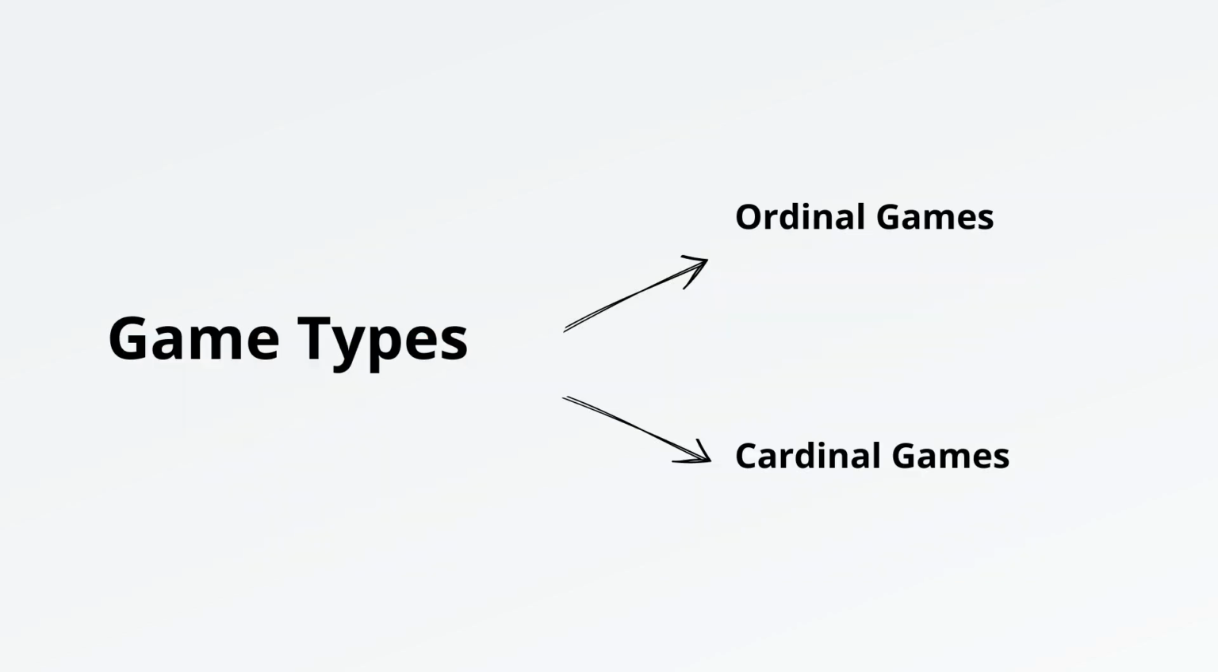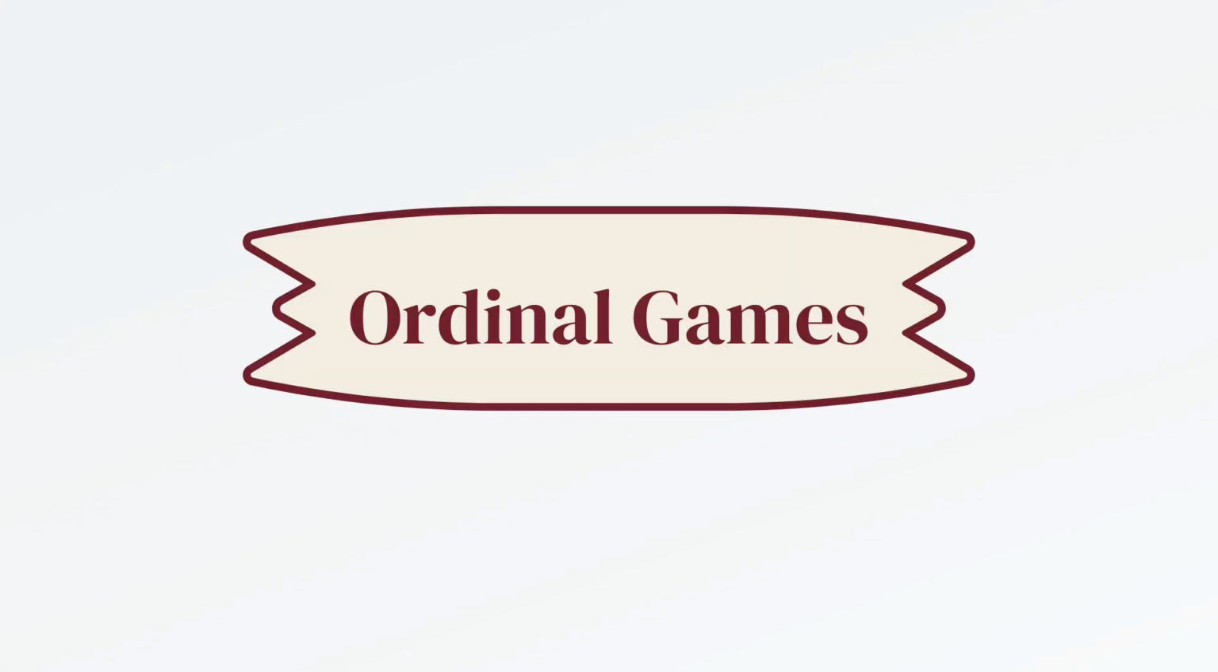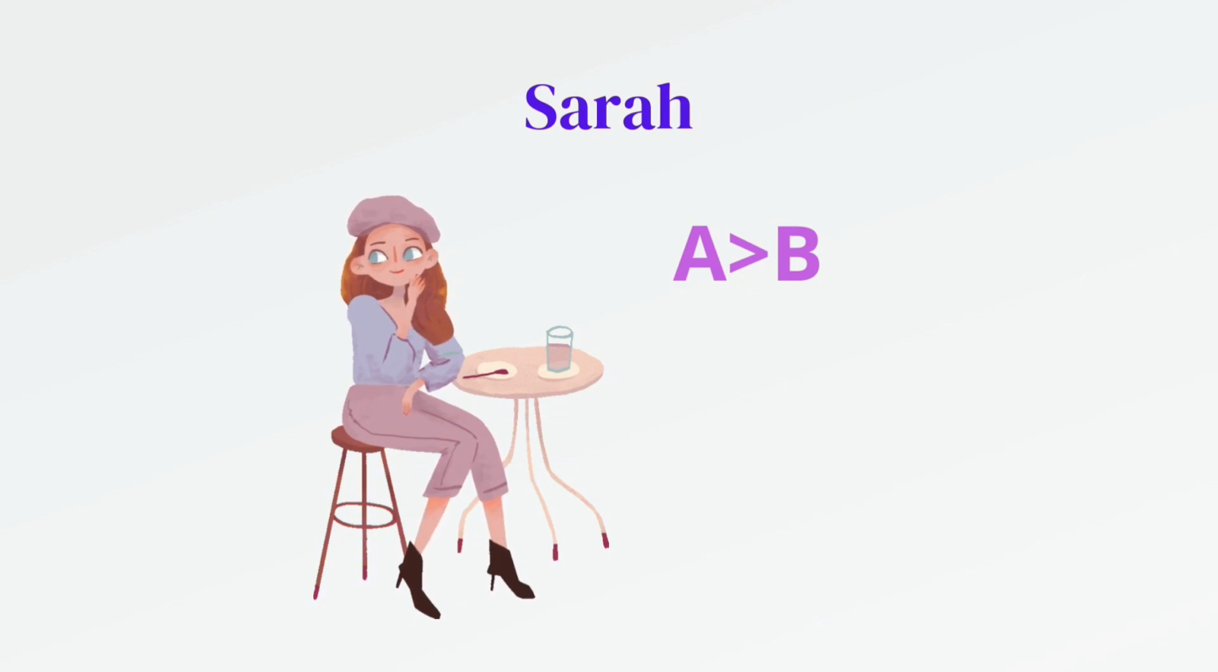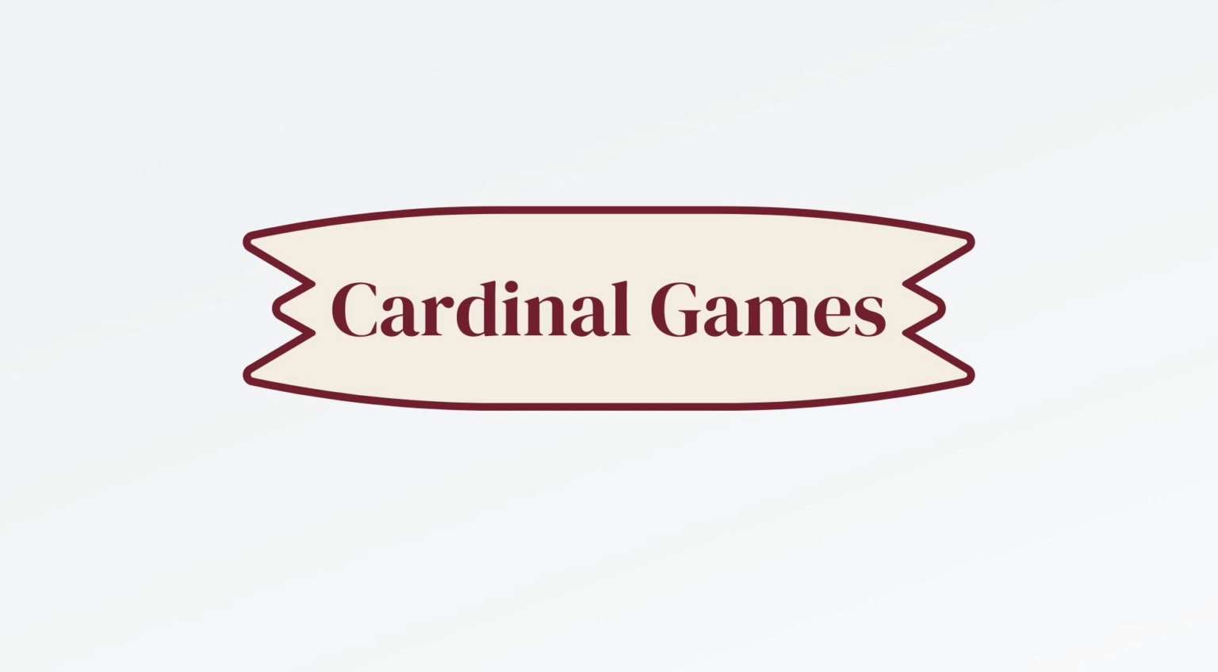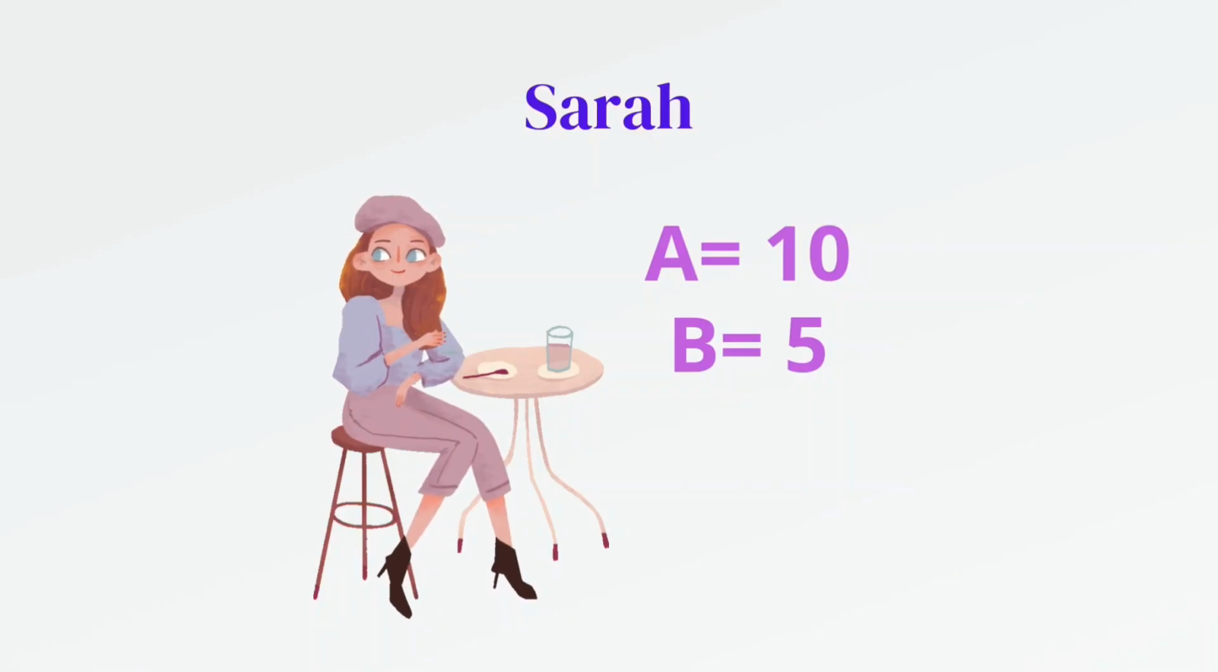There are two game types. First, ordinal games, second, cardinal games. In ordinal games, players rank outcomes in order of preference but don't assign numerical values. For example, Sarah prefers A over B but doesn't quantify by how much. In contrast, in cardinal games, players assign numerical utilities to outcomes, representing the intensity of their preferences. For example, Sarah values A at 10 and B at 5, showing a clear difference in preference range.